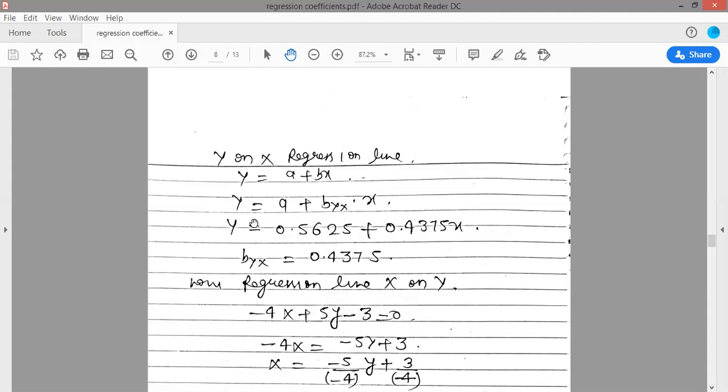Now, the y on x regression line, so this is your byx coefficient, meaning y is equal to a plus bx. So y is equal to a plus byx into x. So y is equal to 0.5625 plus 0.4375x. So this value is your byx, right? This is your regression coefficient.